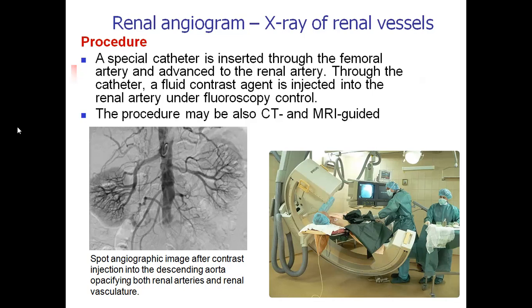Here is, let's go back to this X-ray film. Here is an angiographic image after contrast injection into the distal aorta, opacifying both renal arteries and other renal vessels from both sides. It's a normal angiogram of kidneys with very well developed vasculature of both kidneys.